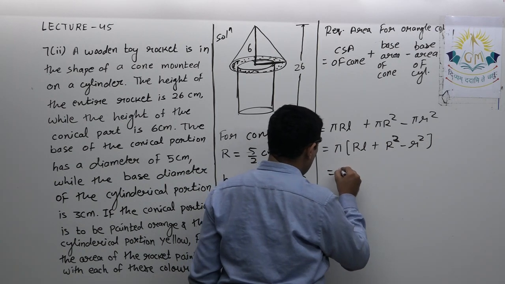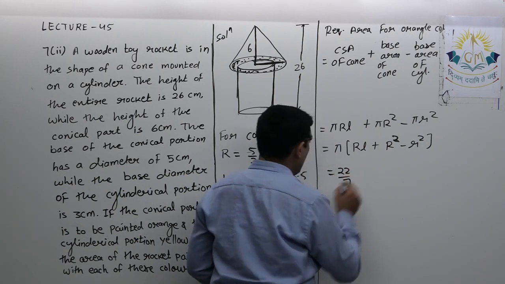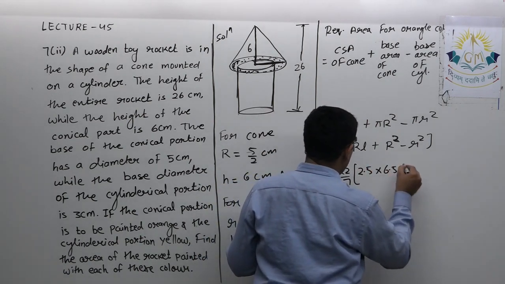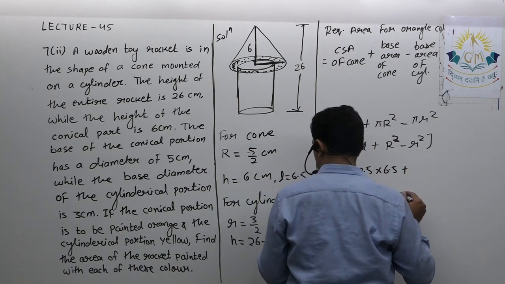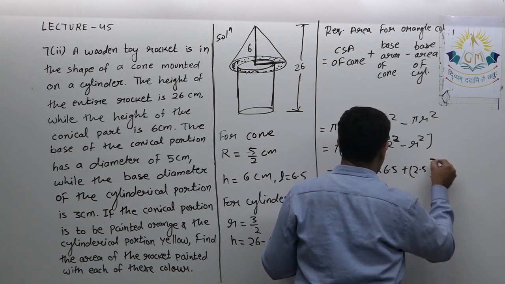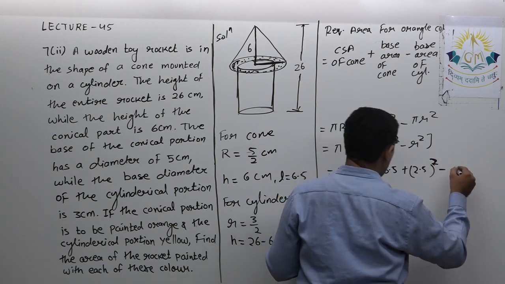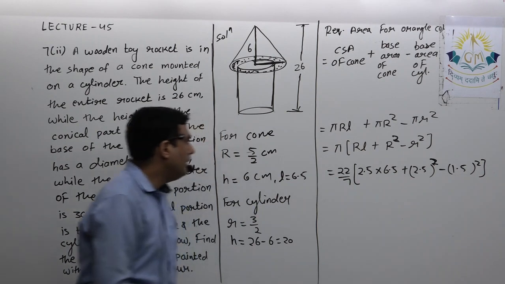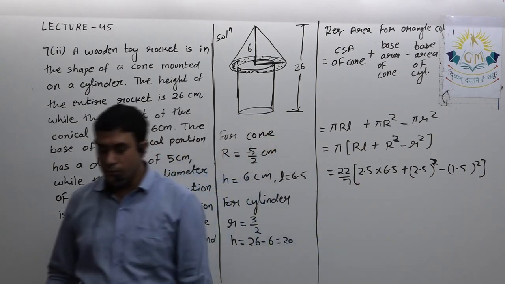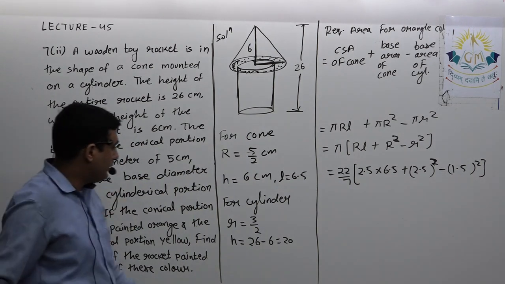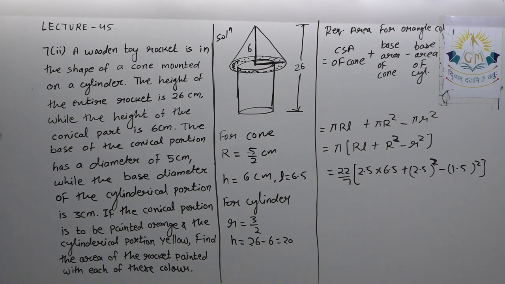Pi is equal to 22 by 7 or 3.14. Capital R is 2.5, L is 6.5, then again capital R is 2.5 square and minus small r is 1.5 square. So when you solve this, you will get the final answer. I'm leaving this calculation part for you. So note it down. This is the area required for orange color. After this, we'll see the area required for yellow color. So please note this down.